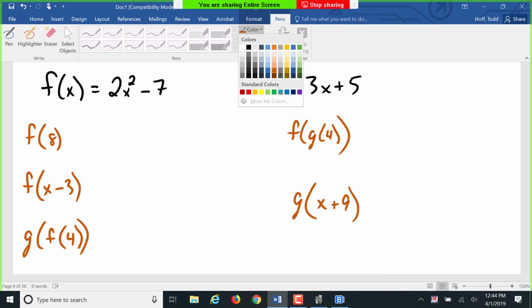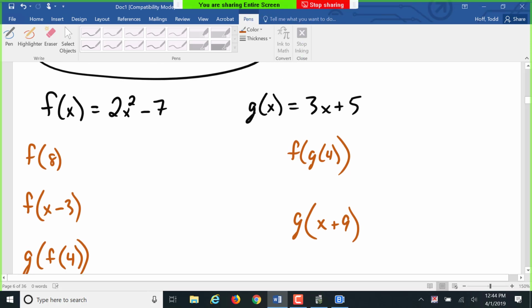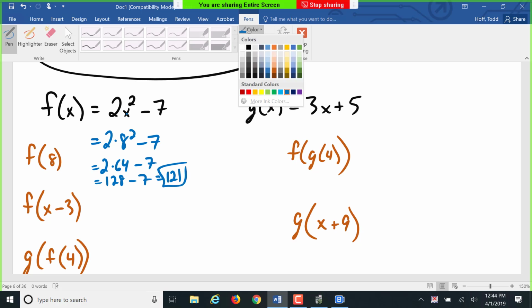So f of 8 is simply going to be 8 put in where the x is. So 2 times 8 squared minus 7. So 2 times 64 minus 7, or 128 minus 7, which is 121. Any questions on that?